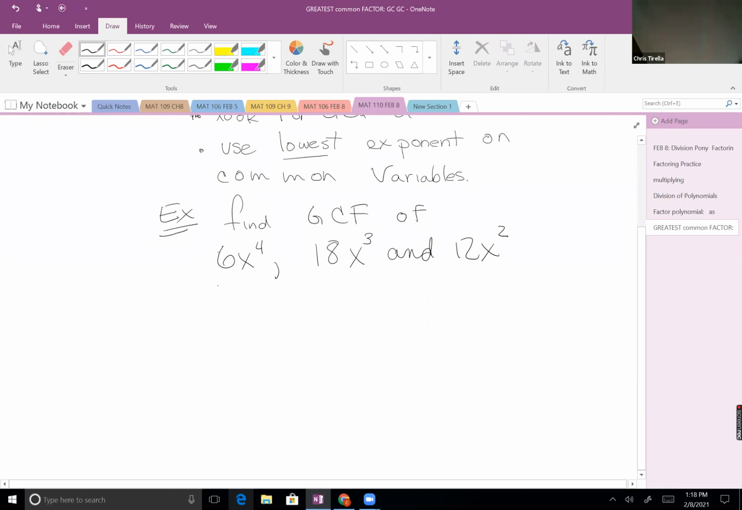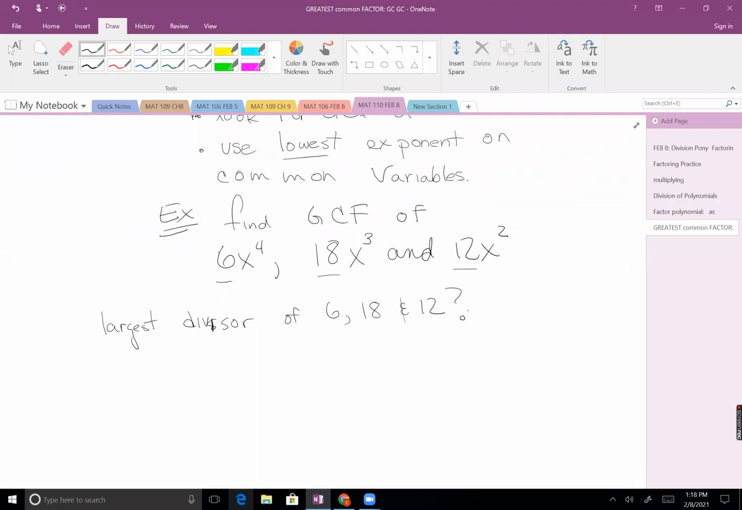So what's the largest number that divides, what's the largest divisor of 6, 18, and 12? What would be the largest number that goes into all three of those evenly? Well, I think we can get bigger than 3. 6. Aren't they all divisible by 6?